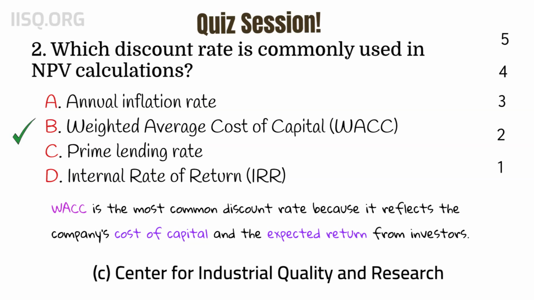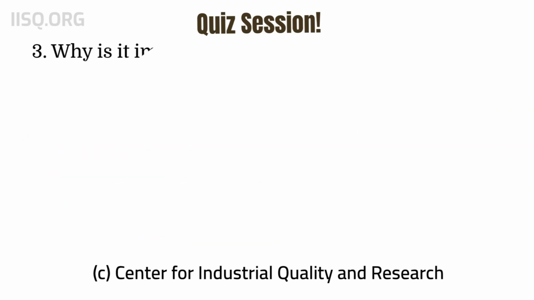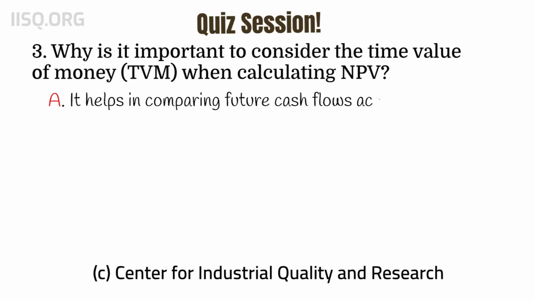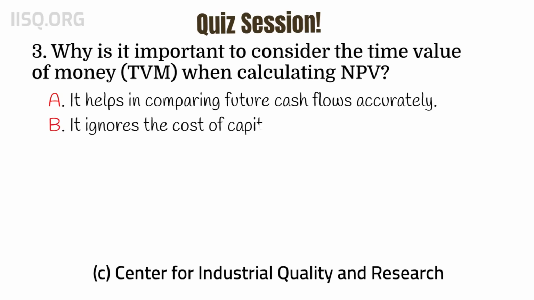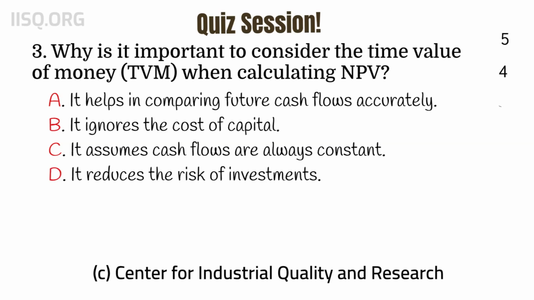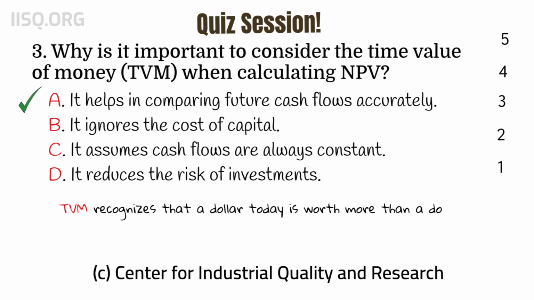Why is it important to consider the time value of money, TVM, when calculating NPV? The options are: it helps in comparing future cash flows accurately, it ignores the cost of capital, it assumes cash flows are always constant, it reduces the risk of investments. The correct option is it helps in comparing future cash flows accurately. TVM recognizes that $1 today is worth more than $1 in the future due to its earning potential.